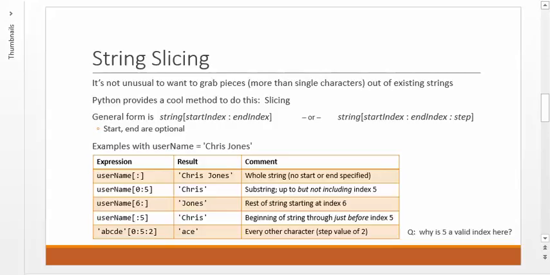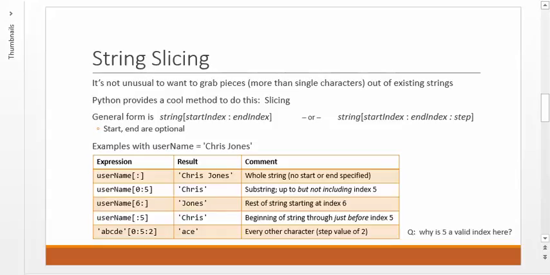Second example is you say username square bracket 0 colon 5. That says I want starting at position 0 everything up to but not including the thing at position 5. So that's going to be position 0, 1, 2, 3, and 4, which happens to be 5 letters, and that will return the word Chris. Interesting, stop and think about that, not including, right? Up to but not including.